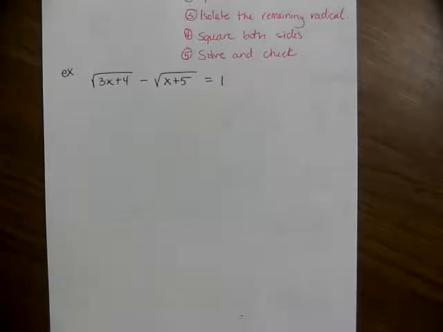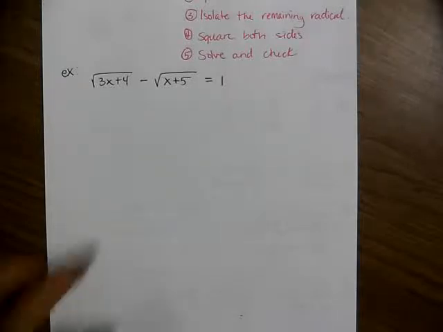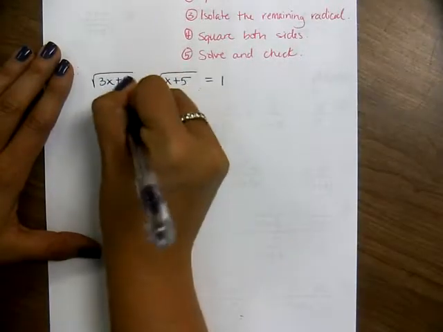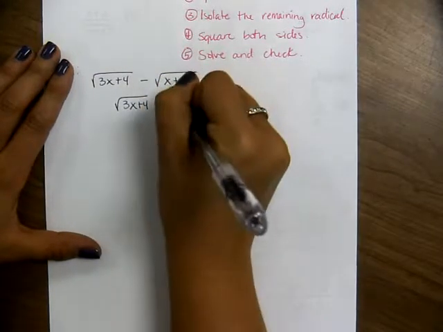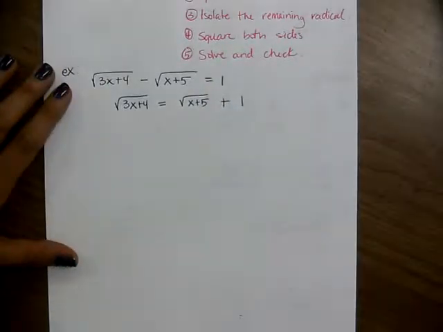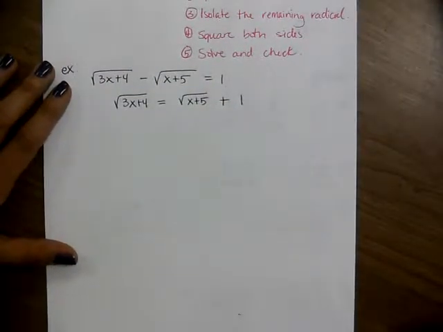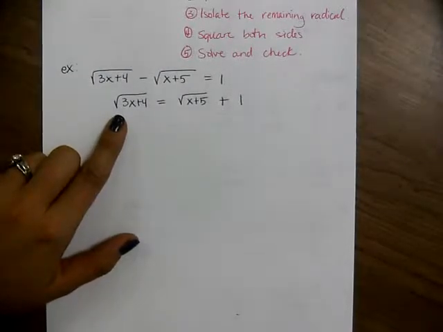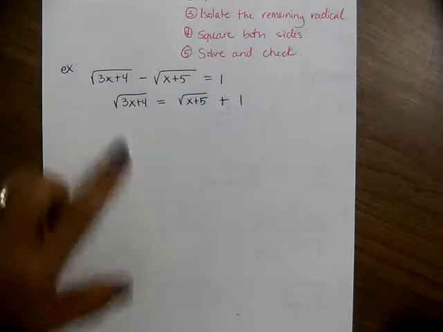Okay, now technically you can square both sides right now. You won't get rid of the radical. It'll just make a much more complicated problem, okay? So the best way, the easiest way to do this is to isolate one of those radicals. So I'm going to add over the square root of x plus 5. So step 1, isolate one radical. So I've done that. I've isolated this square root of 3x plus 4. Now I have to square both sides.